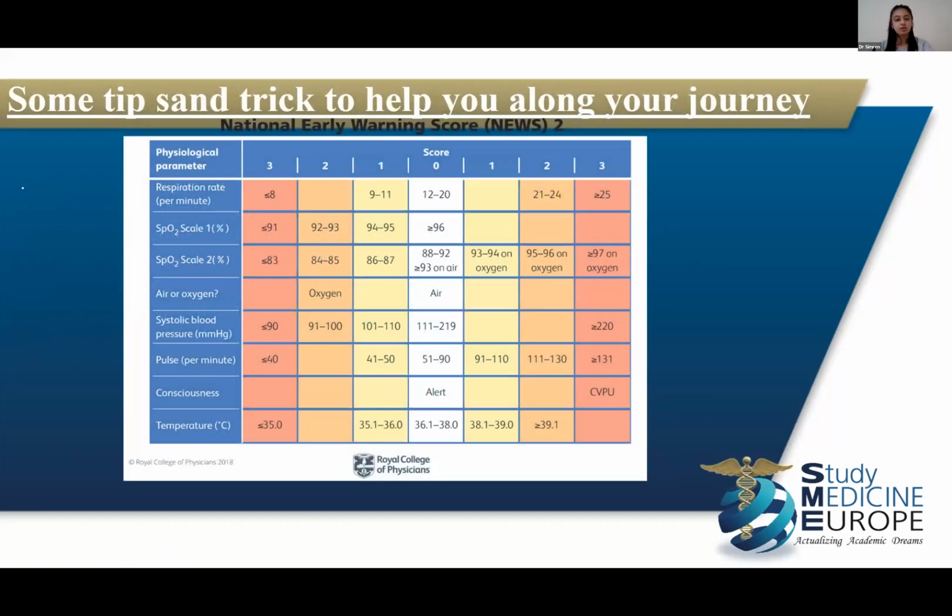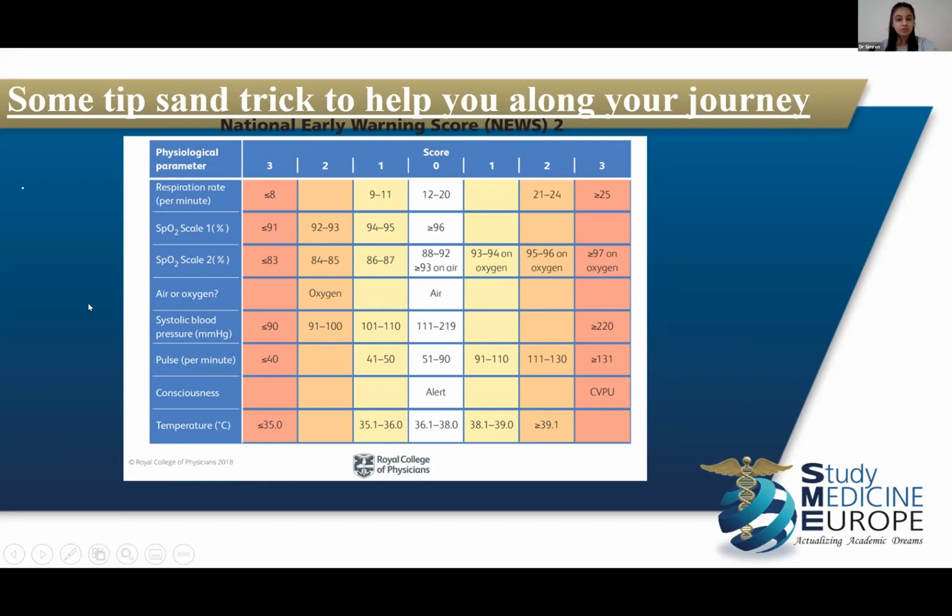And then NEWS. So this is what the NEWS score is. So it's respiratory rate, your SATs. This SAT score here, this is for people who've got COPD. This is a scale 2. Everyone that doesn't have COPD will be up here. Are they on oxygen or not? Blood pressure, their heart rate, are they conscious, and their temperature.